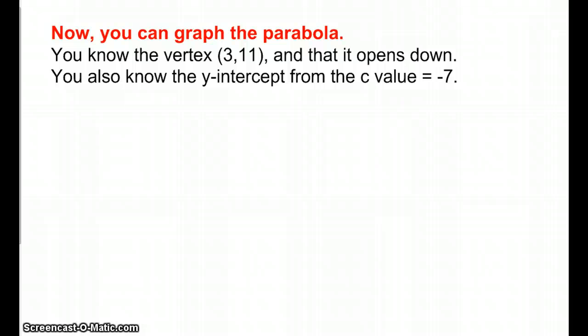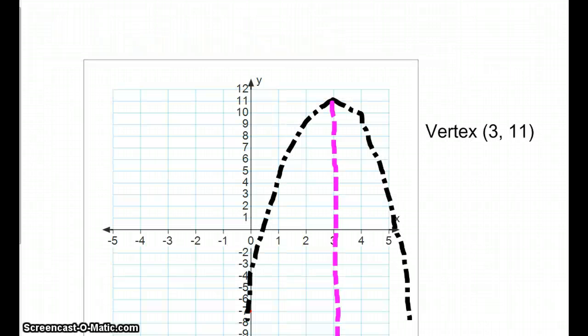Now you can graph the parabola. If you know the vertex is (3, 11), and you know that it opens down, you also know that the y-intercept is negative 7. That's the c value. So we're going to rough it in here. I plotted my point (3, 11). That's the maximum. And then I made a cross at negative 7. The pink line dropping down the middle is the axis of symmetry, so we know the parabola is going to be the same on the left and right side of that line, and then you can rough in the shape.